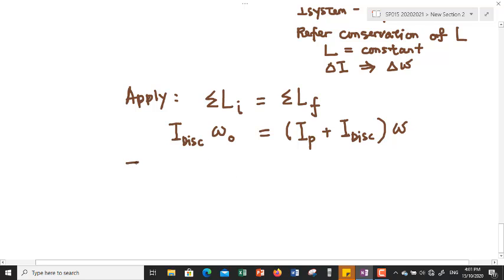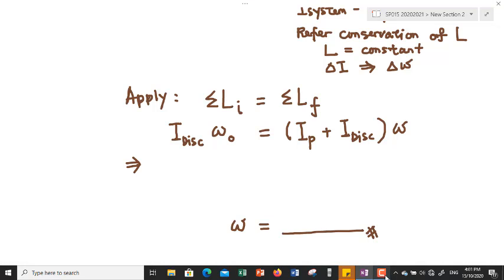So class, I leave the solution for you to solve by yourself. Try to solve it. Think of what the equations are for the moment of inertia of the disc and also the parachutist if we assume the parachutist as a particle. So snap your solutions and then submit using Google Classroom.